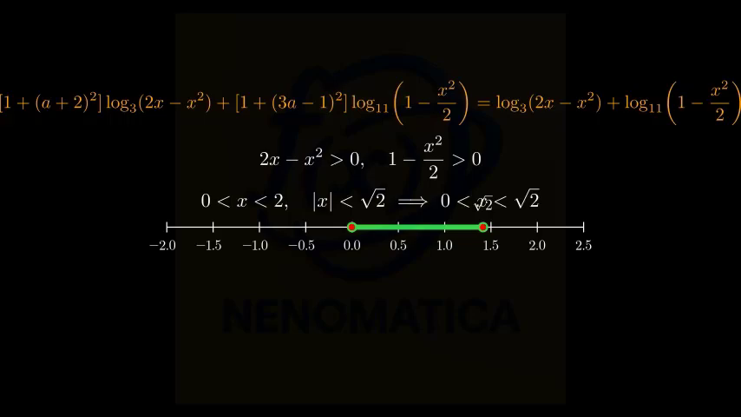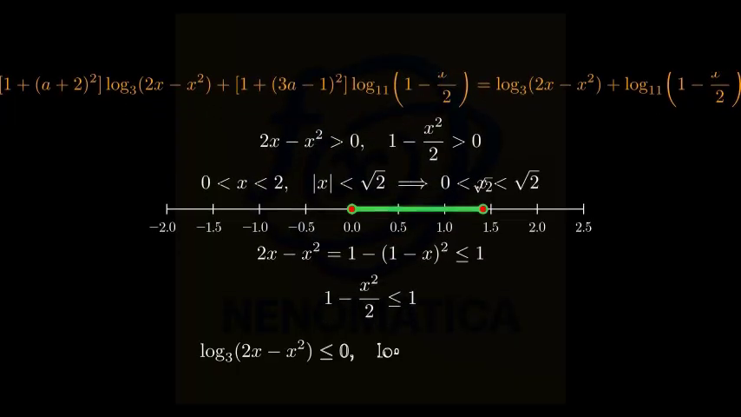Step 2. Sign of the logarithms on this domain. Notice that 2x minus x squared equals 1 minus the quantity (1 minus x) squared. So it is less than or equal to 1. And 1 minus x squared over 2 is also less than or equal to 1. Because the bases 3 and 11 are greater than 1, both logarithms are less than or equal to 0 for all x in the domain.